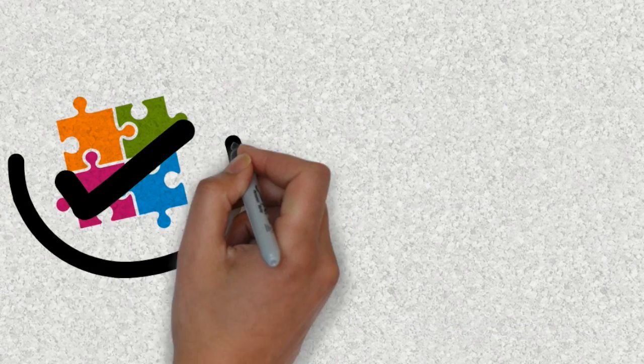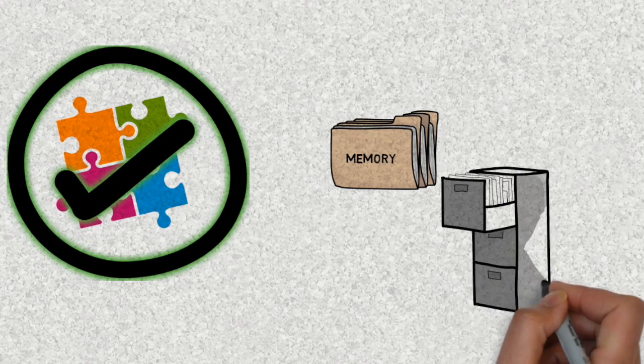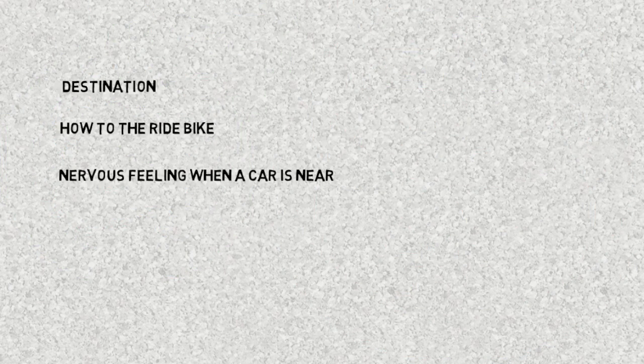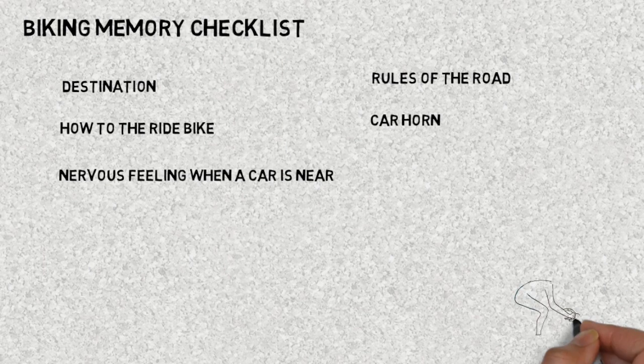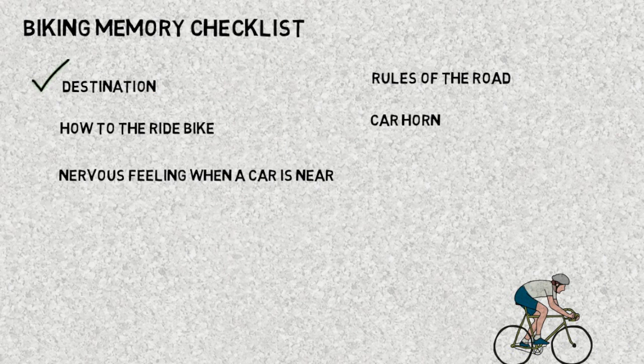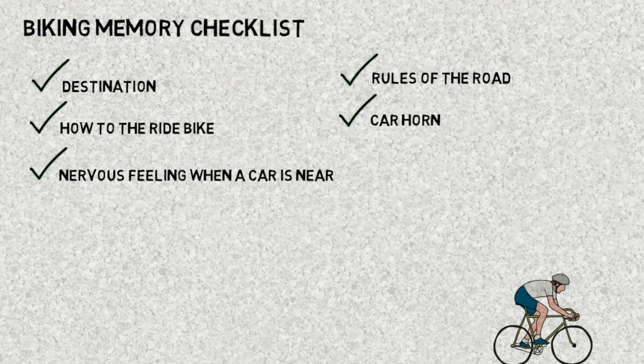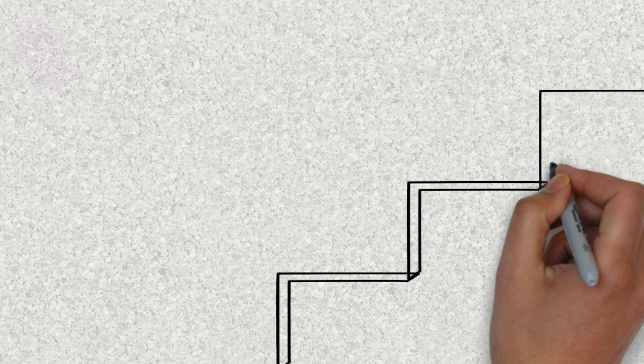Memory and its processes are very complex, and memory is best viewed as a puzzle rather than a folder in a filing cabinet full of memories. There are many different parts to a memory. For example, when you are riding a bike, in the same moment you are remembering your destination, how to ride the bike, the nervous feeling when a car is near, the rules of the road, and the sound of a car horn. All of these different aspects of one memory of riding your bike come from all different parts of the brain.